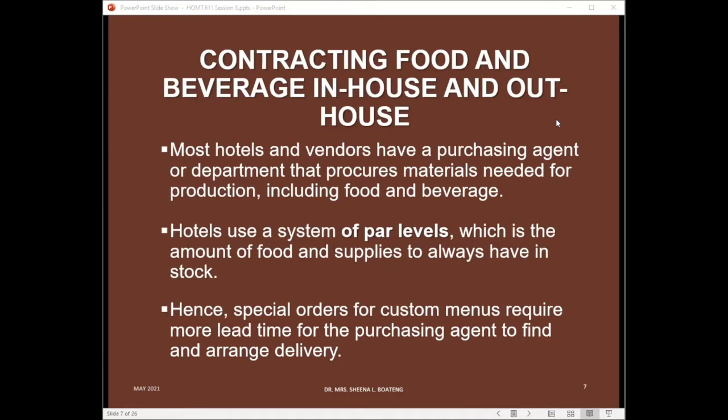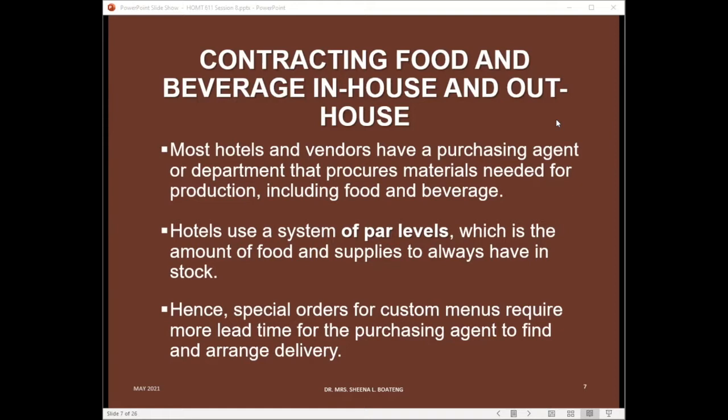So in terms of contracting food and beverage in-house and out-house, we notice that most hotels and vendors have a purchasing agent or department that procures materials needed for production, including food and beverage. So like I mentioned, when we are talking about hotels, they have their own kitchen that is always stocked and ready to provide catering services, be it for hotel occupants or for event professionals who are using the hotel premises for various events. Now, in that regard, hotels use a system of par levels, right?